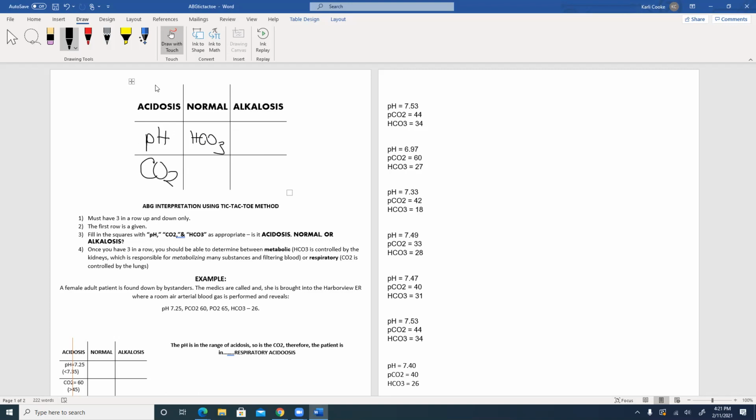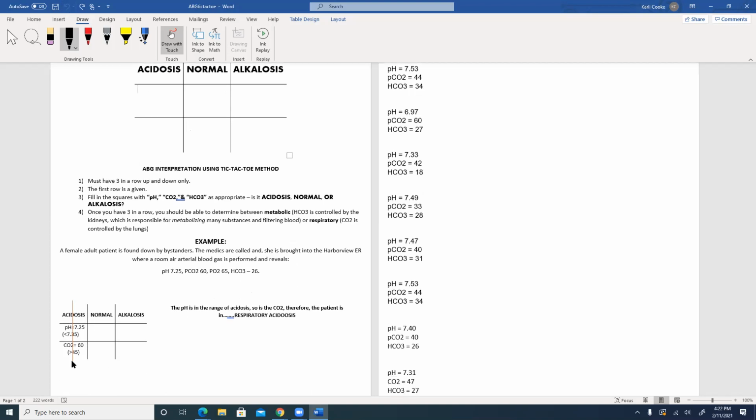So tic-tac-toe, 3 in a row. I have acidosis. I know that by looking at the pH. It involves CO2, which is controlled by the lungs. Therefore, my patient has respiratory acidosis. So you guys can look up more values to help you complete this. I do have a list. I'm posting this here in Moodle, so you guys can do that.